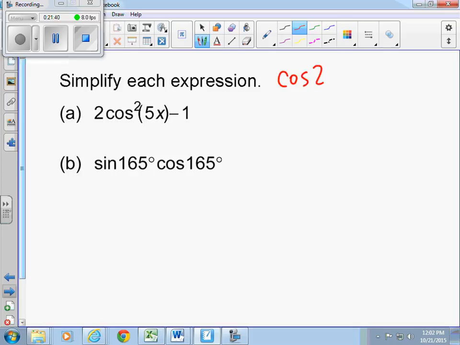Cosine of 2 theta, is that correct? So that's what we're looking at? Equals 2 cosine squared theta minus 1. Everyone agree? What's our theta? 5x. So what is this equal? 2 cosine squared of 5x.